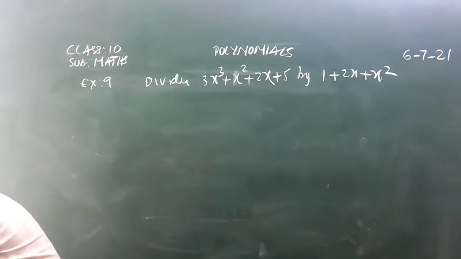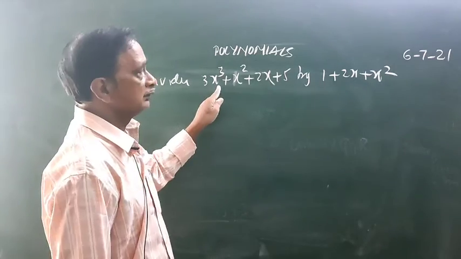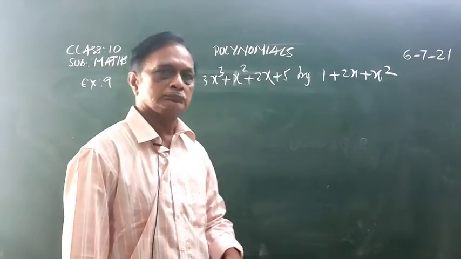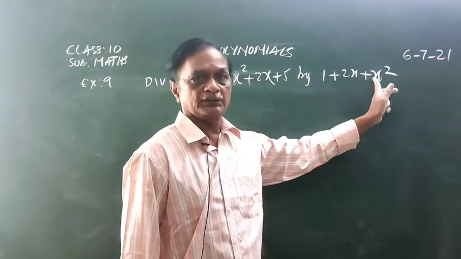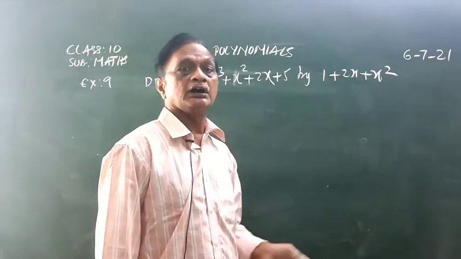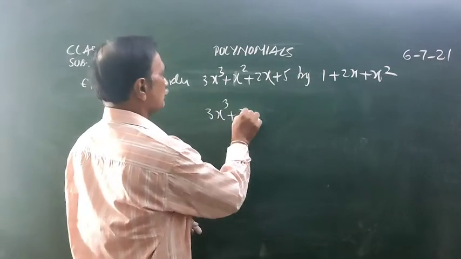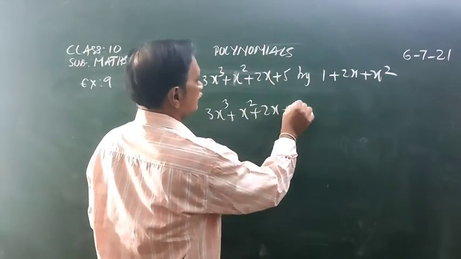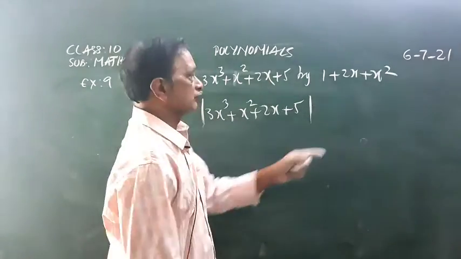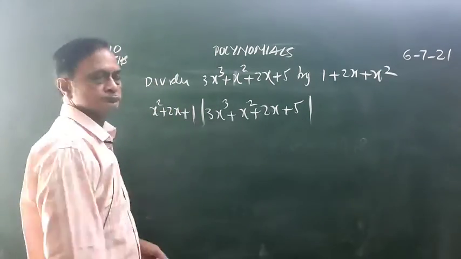See, here the dividend is in the standard form, whereas the divisor is not in the standard form. You have to write the standard form of this divisor. You must write the divisor and the dividend in the descending order of degrees. Now see, 3x cube plus x squared plus 2x plus 5. Already it is in standard form, but I am going to write the standard form of this divisor: x squared plus 2x plus 1.